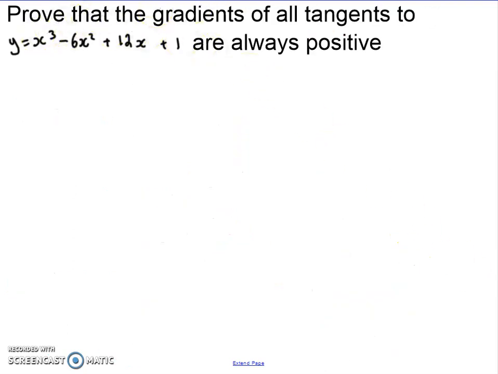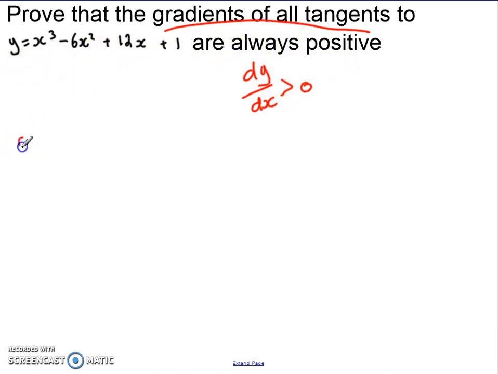Third question was prove that the gradients of all tangents to this one are always positive. Now, to prove this, we have to figure out what it means by always positive. Always positive means it's bigger than 0. So what we want to prove or show is that the derivative, dy by dx, is bigger than 0, because it's the gradients of the tangents. Gradient again, derivative. So derivative has to be bigger than 0 for them to always be positive.